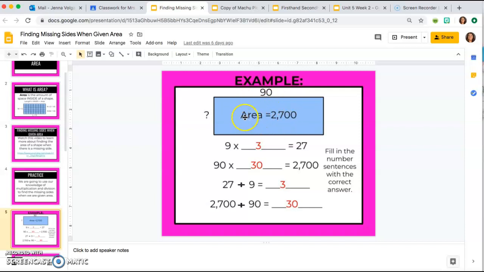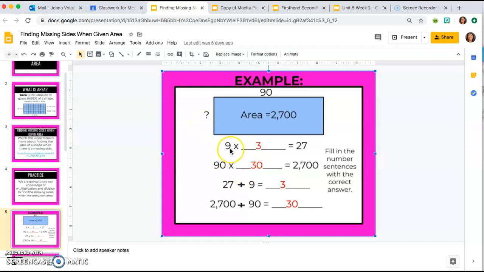Okay, so this is my example, and the area here is 2,700. Okay, we're given one of the sides, which is 90. That would be our length, but we don't know our width where this question mark is. So we need to use our multiplication and division to try and fill in that blank.